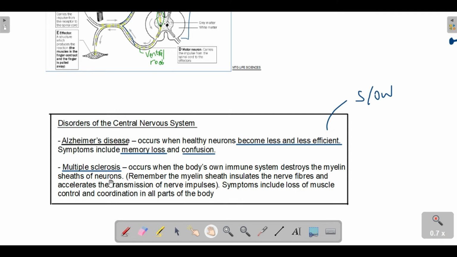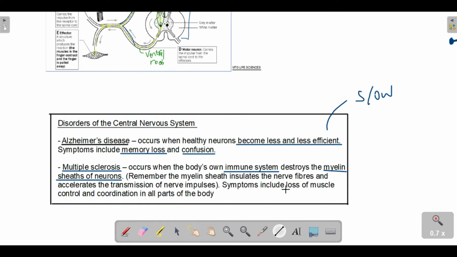And then you have your multiple sclerosis. So, multiple sclerosis occurs when your immune system destroys the myelin sheath of neurons. Okay. So, again, the myelin sheath insulates the nerve fibers and it accelerates the transmission of nerve impulses. If you're going to destroy the myelin sheath, then there's going to be a problem of transmission. Okay, it will be difficult for you to transmit impulses really fast.